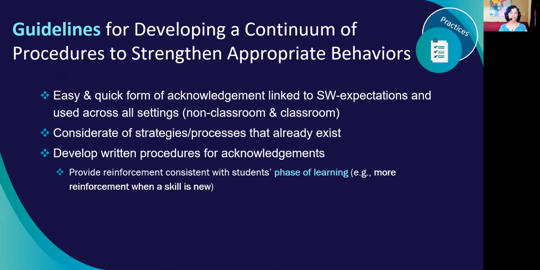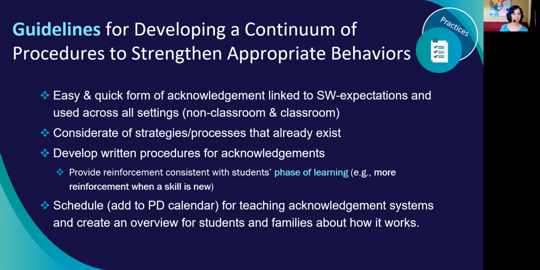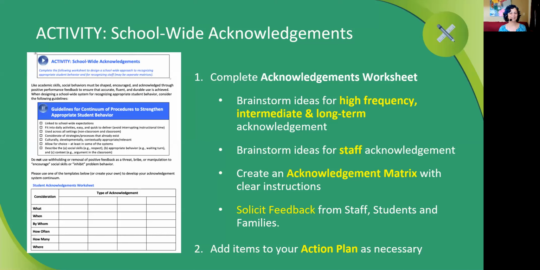And do explain to staff that in the beginning, when we first start handing out those things to try to change or establish a new behavior, we're going to use a lot of reinforcers, flood them with it, and then we'll pull back and only use a few. We don't want to stop entirely because that sends a message it's not important anymore. But we're not going to use as many reinforcers as we do in the beginning. Don't forget to schedule some professional development to teach staff how it works, and maybe a quick overview for students and families. So now we'd like you to complete the acknowledgement worksheet.